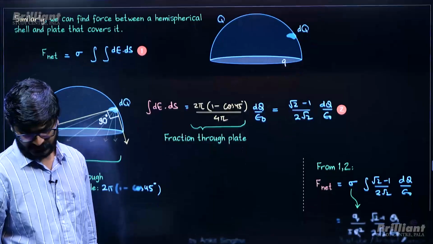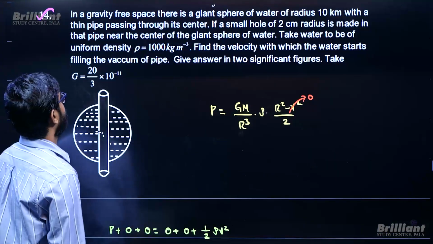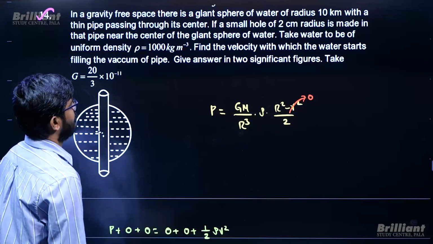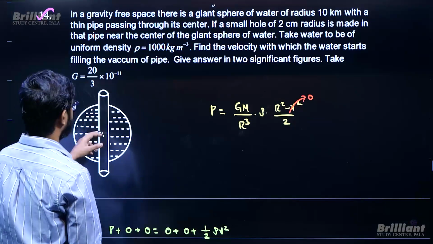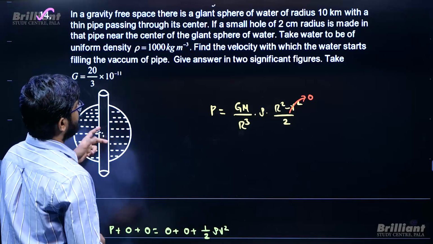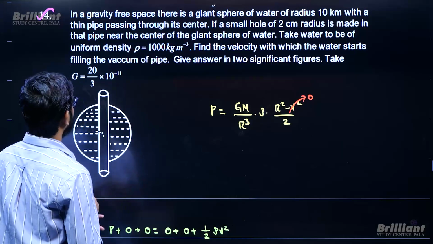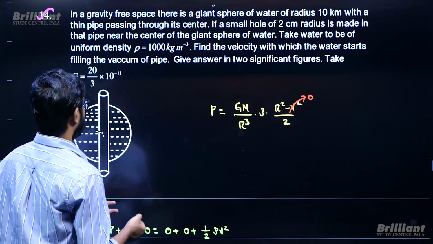Right. Now there was some extension question that you can take care of by yourself. Again, in a gravity free space, there is a giant sphere of water of radius with a thin pipe passing through its center. If a small hole of 2 cm radius is made in that pipe nearly at the center of the giant sphere, take water to be of uniform density, find the velocity with which the water starts filling the vacuum pipe.